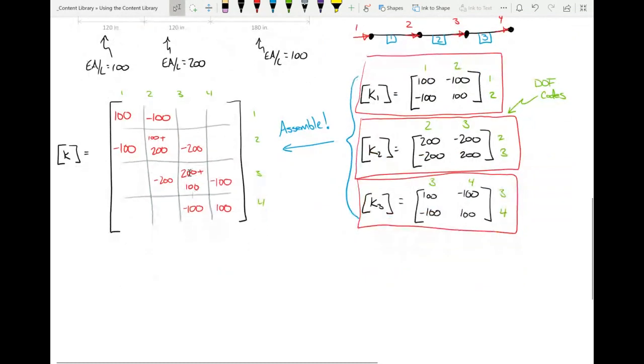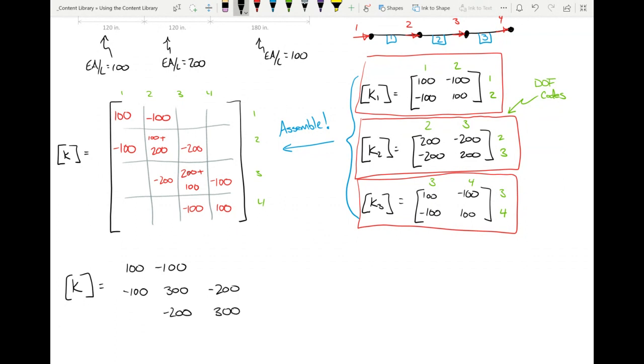I propose that what you see right here is the stiffness matrix for the entire system. So if I wanted to rewrite that, I'd say 100, minus 100, minus 100, and then this would be 300. This would be 300. That'd be 100. And every other term would be 0. Now, that's the assembled stiffness matrix for the whole system.